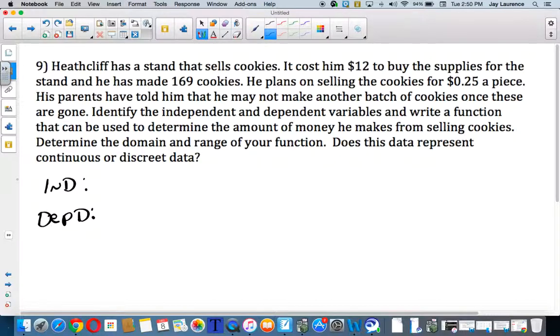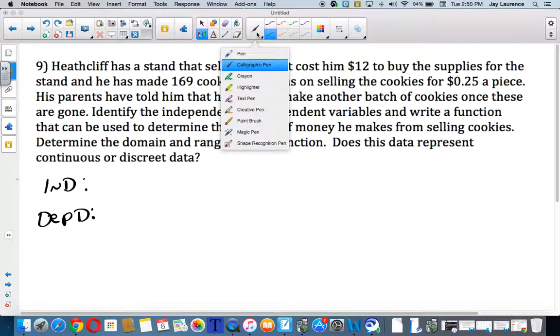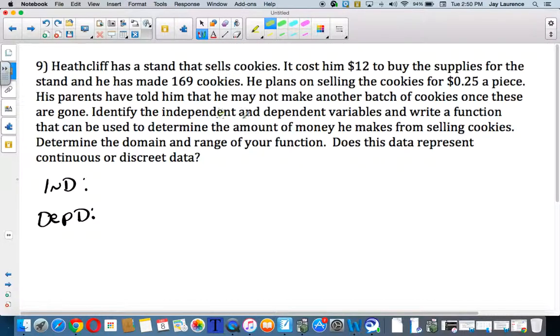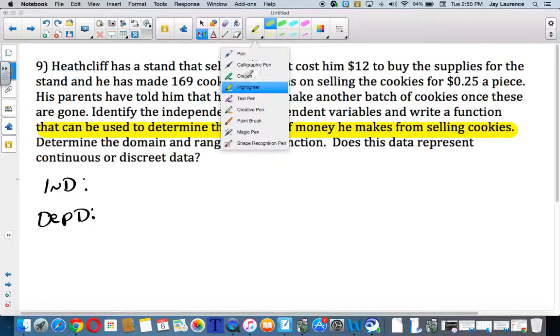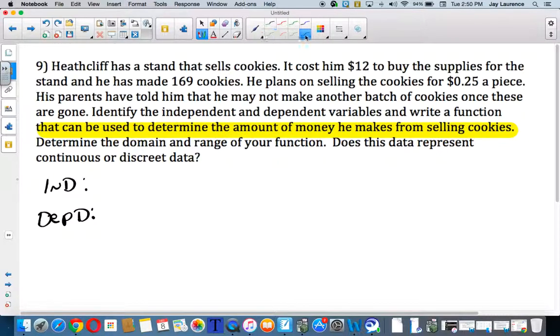All right, and let's see, what two things are changing? Well, it looks like the cookies sold are changing. And let's see, where's that function equation here? Where does it say? Write a function that can be used to determine the amount of money he makes from selling cookies. The two things that are changing are the number of cookies sold and the money he's made.